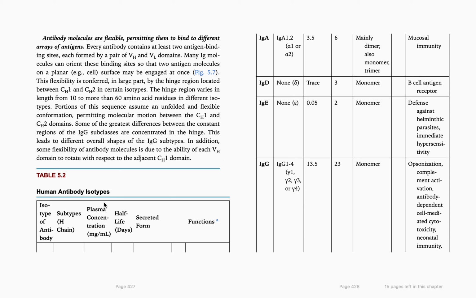So these are the human antibody isotypes. You saw IgA, IgD, IgE, and IgG, with their subclasses. IgA is mostly in mucosal immunity. IgD is mostly a B cell antigen receptor. IgE is for defense against helminth parasites and immediate hypersensitivity. IgG does opsonization, complement activation, antibody-dependent cell-mediated cytotoxicity, and neonatal immunity because it can be transferred from mother to child.